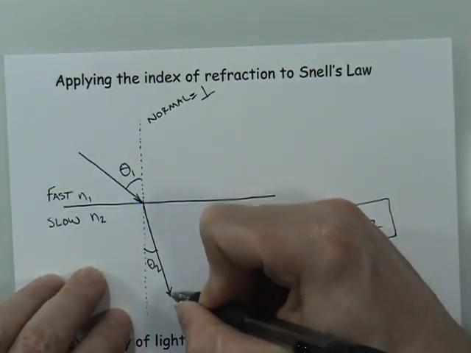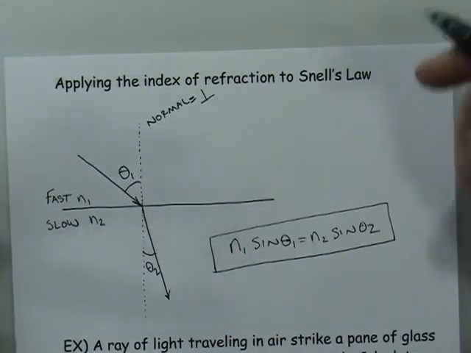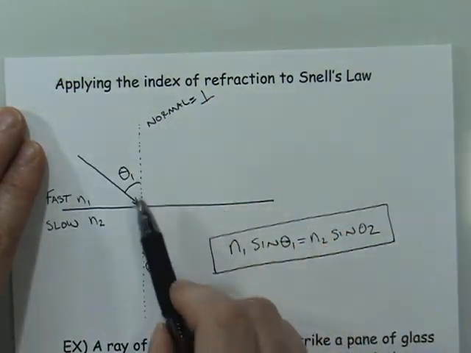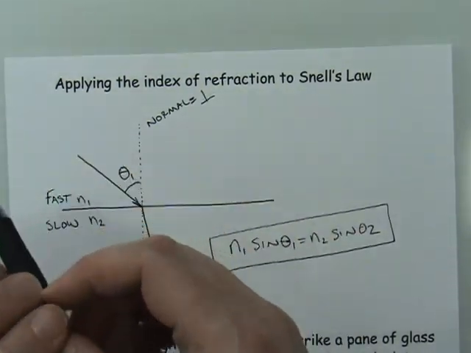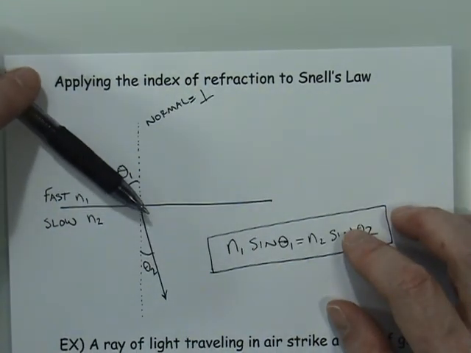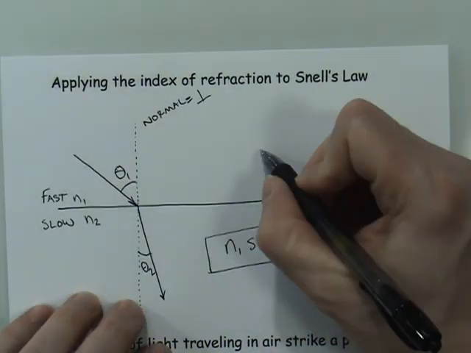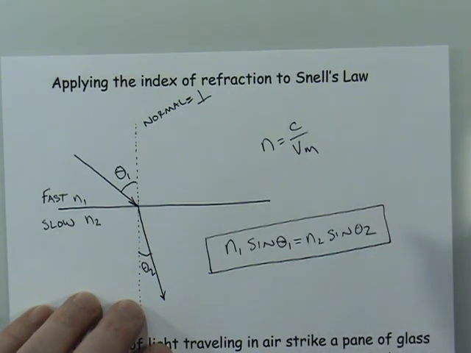I could actually take these arrowheads and flip them around and it would still be the exact same picture. There would be no difference at all. The wave going from the slow medium into the faster medium will turn away from the normal, whereas going from the fast medium into the slower medium, I will turn towards the normal. Okay, and don't forget that n is equal to c over v_m.